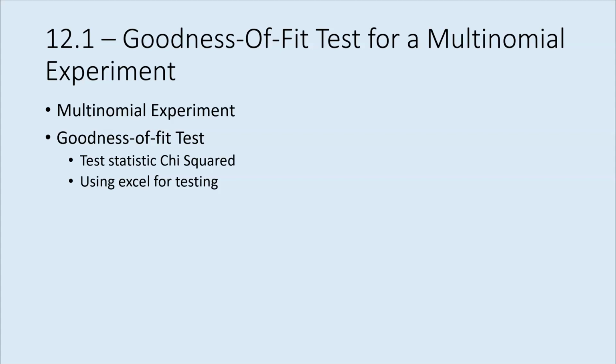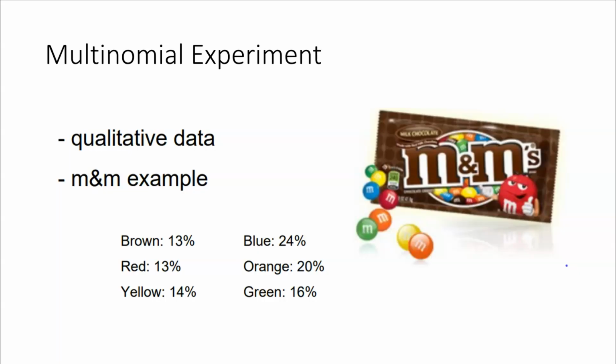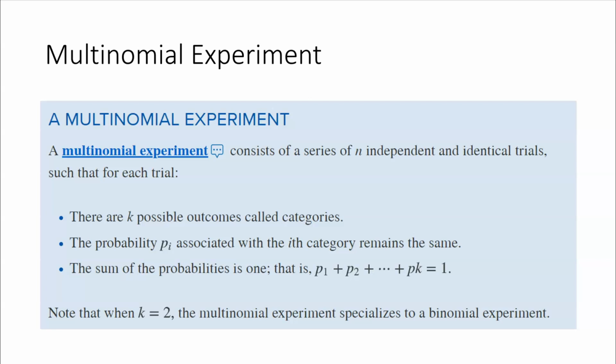So in 12.1, we're going to be covering the goodness of fit test for a multinomial experiment. A multinomial experiment can have qualitative data. Here's an M&M example: there are lots of different colors of M&Ms inside a bag, and maybe we want to know the proportion of each different color. So we're not talking about two different things here or three, we're talking about many. That's what we're going to be dealing with in these goodness of fit multinomial experiments.